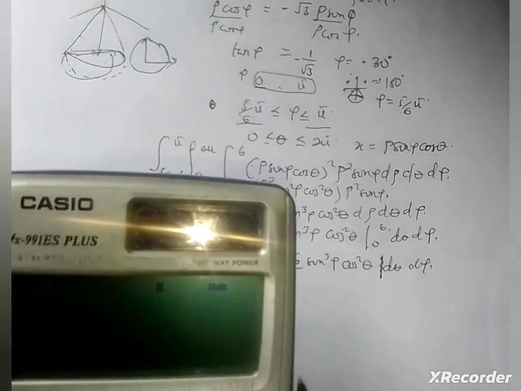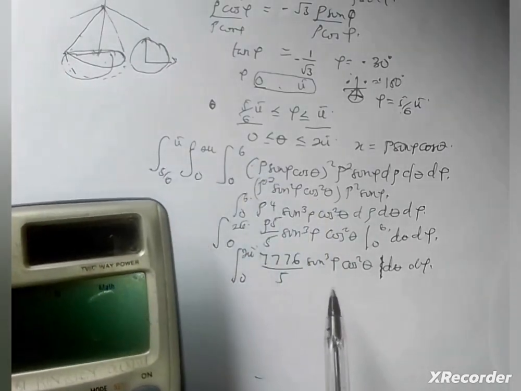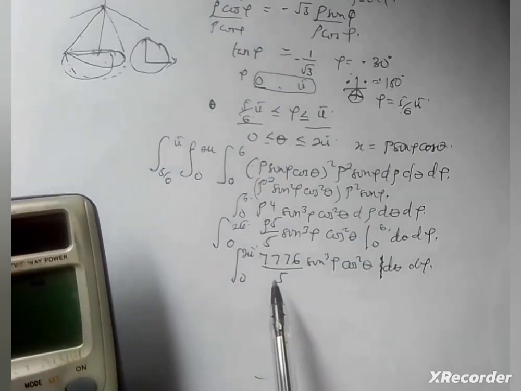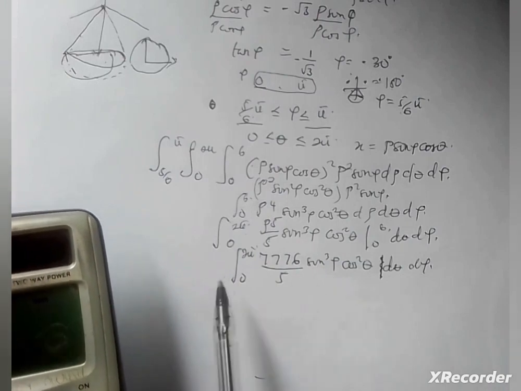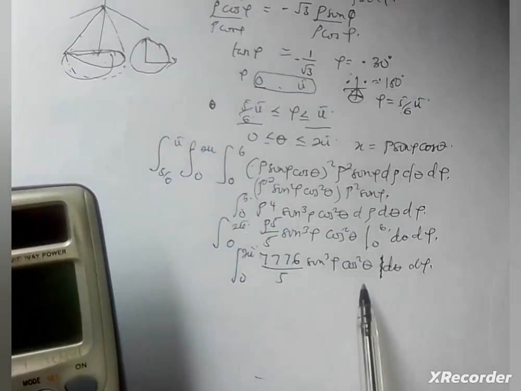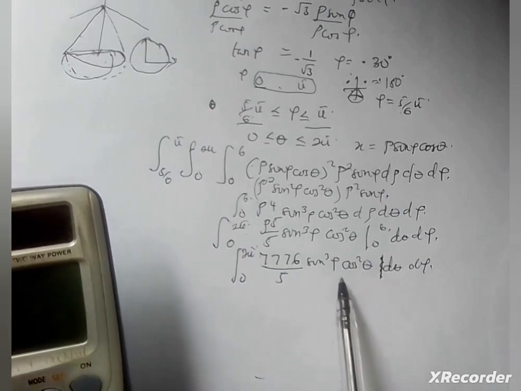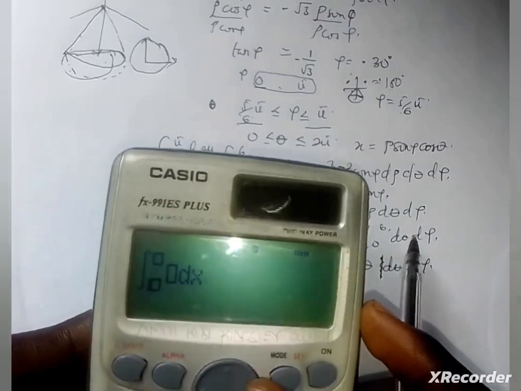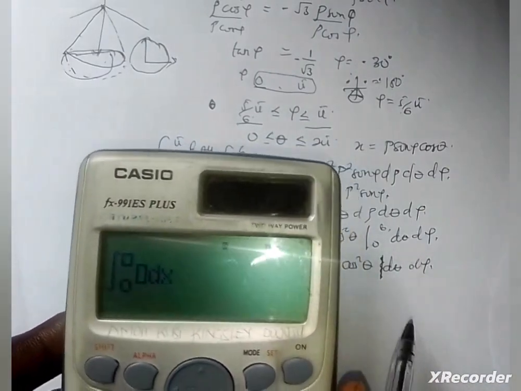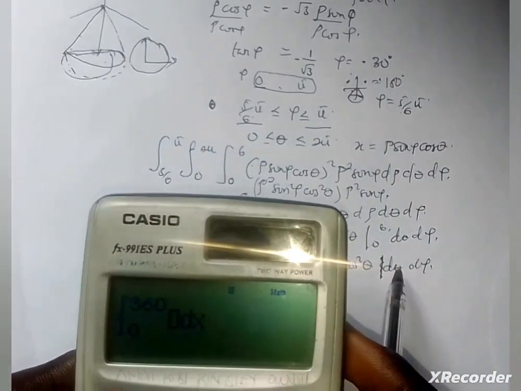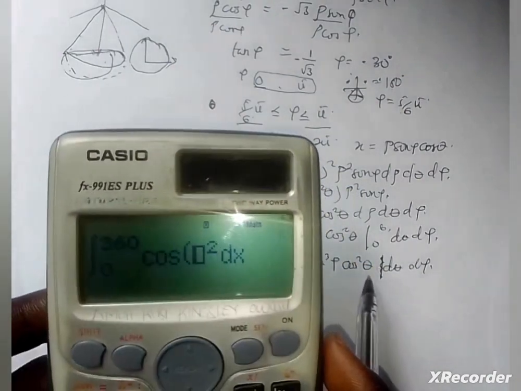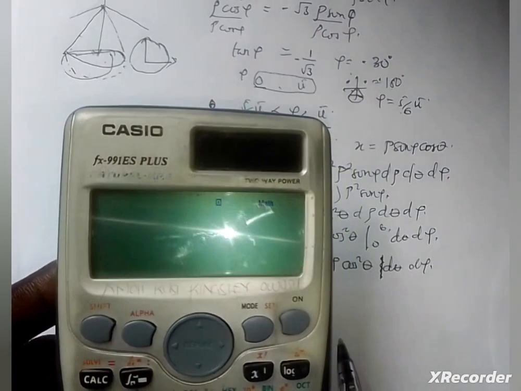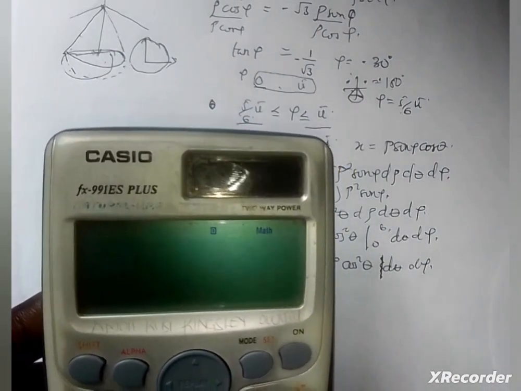So you just come here. You can realize that this one is a constant now, so we put the constant somewhere. Then the next thing you do is focus on what you have here, that is cos squared theta. So you go to integral, from 0 to 2 pi, we make it 0 to 360, then you have cos squared of x, you close, then you press equal to. So you see what you have.